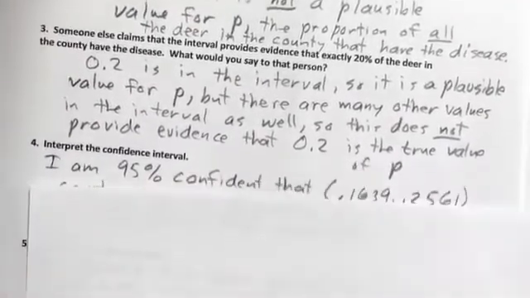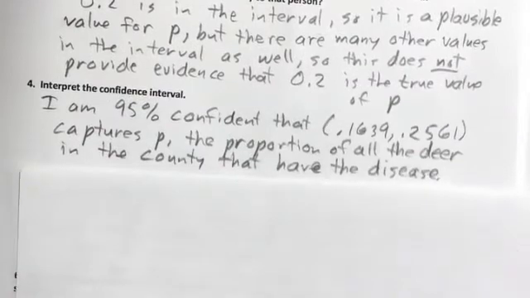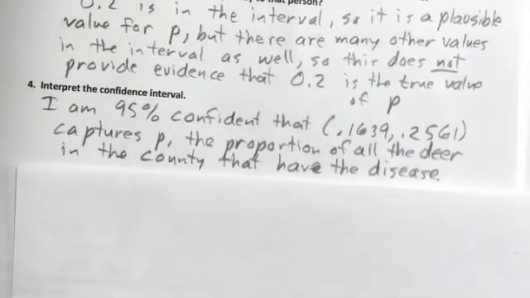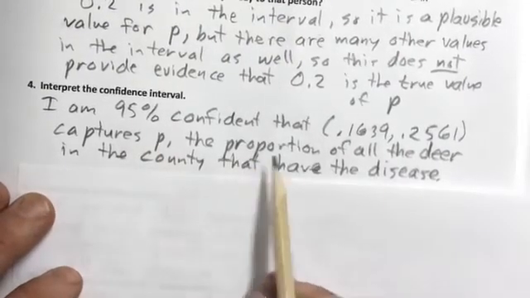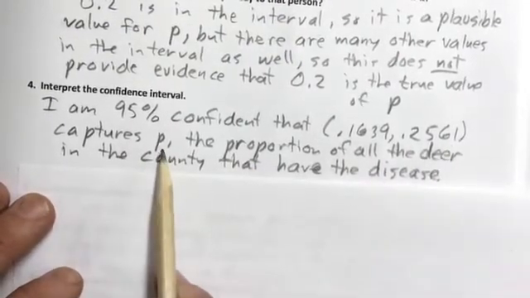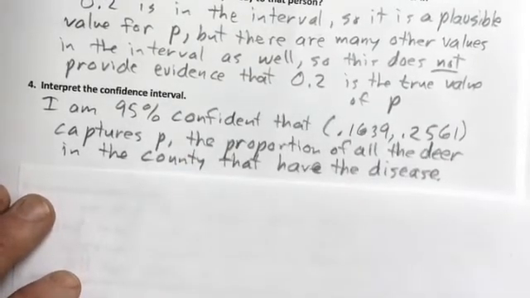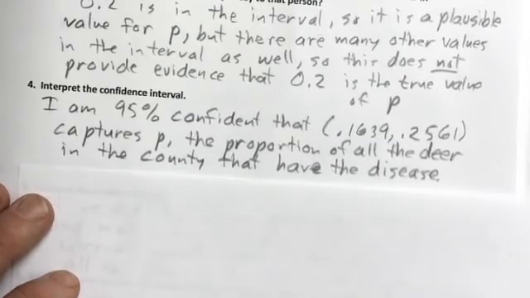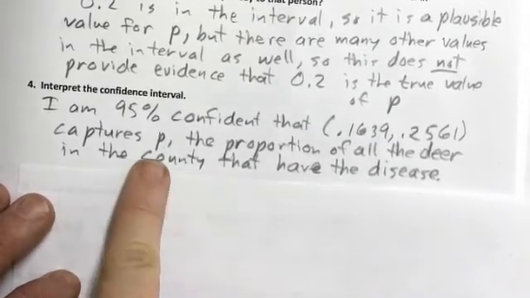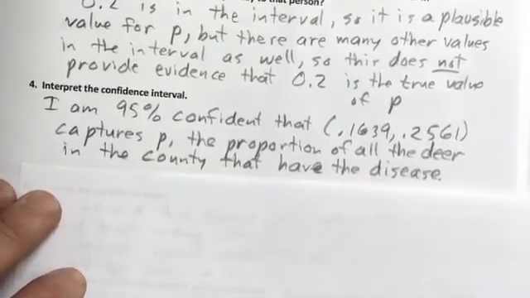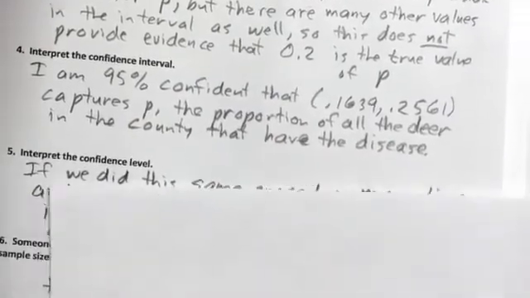And then interpreting the confidence interval, if you're asked to do that, like we just talked about, this is the way you would interpret the interval. We would say, I'm 95% confident that the interval captures P, the proportion of all the deer in the county that have the disease. You're always just going to say, I'm whatever percent confident, that this interval captures the parameter, and then say what the parameter is. Okay, there we go.